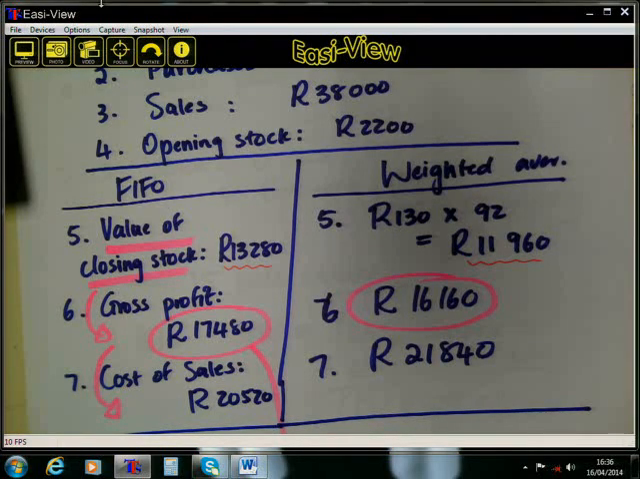Grade 12, thank you very much. I hope that you understand. Just practice, practice, practice, because if you don't practice accounting, you cannot do it. If you get confused, ask your teacher, but remember the rules. Remember how to work out the value of the closing stock, how to work out the value according to the FIFO method and the weighted average method, and just remember what we are busy doing. We are busy calculating values of closing stock, gross profit, and cost of sales according to two methods.